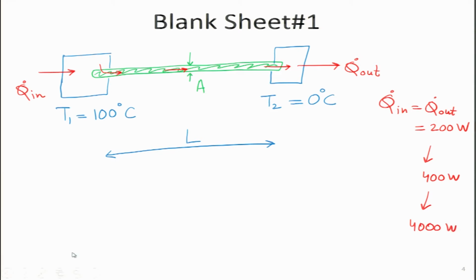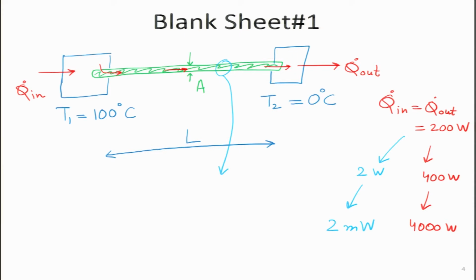Or to go to the other extreme, can I reduce it? Let us say it is in my interest to make it as low as possible. Can I make it 2 watt? Can I make it 2 milliwatt? In other words, what are the parameters and the properties of this particular beam which determine the value of Q dot?